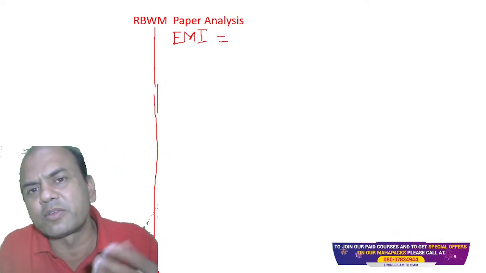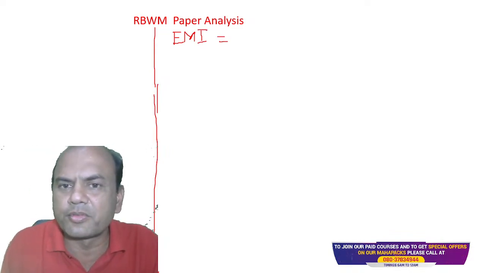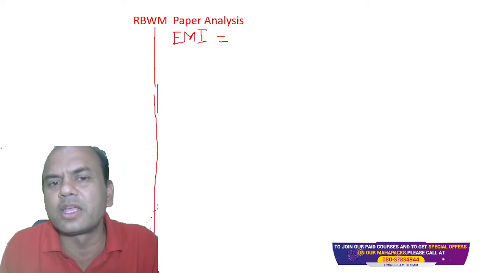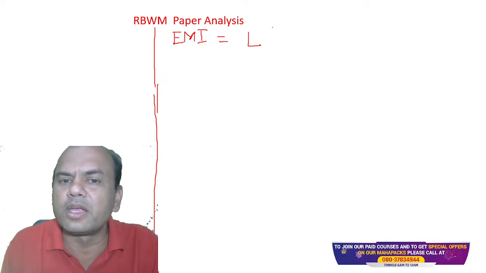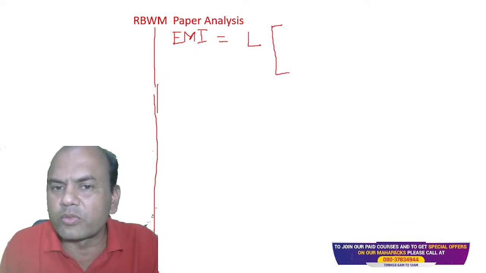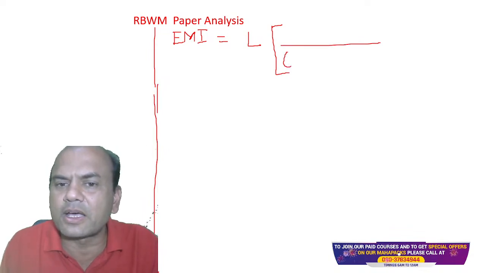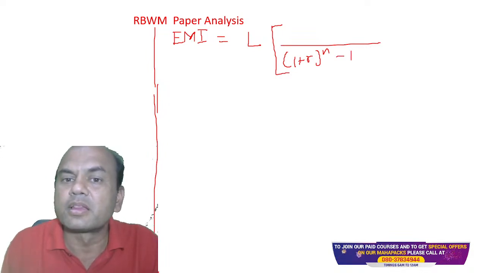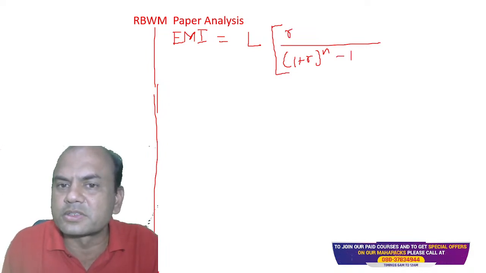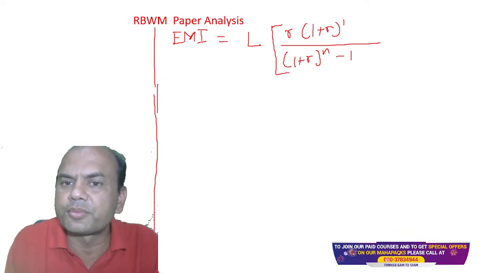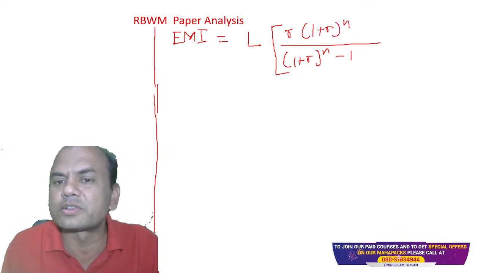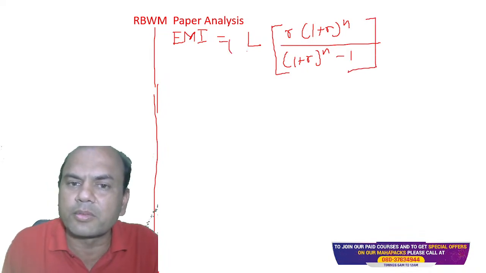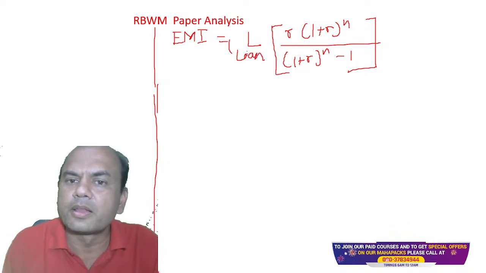See here, it is just the reverse of the present value formula. What is the present value formula? I'll directly give the EMI formula now. Loan amount into, see this. The present value formula has 1 plus R raised to N minus 1 upon R. So this becomes reversed: R into 1 plus R raised to N, the whole upon 1 plus R raised to N minus 1, and this into the loan amount. Remember, this is the loan, and R is the rate of interest.